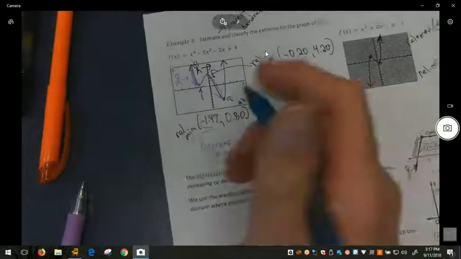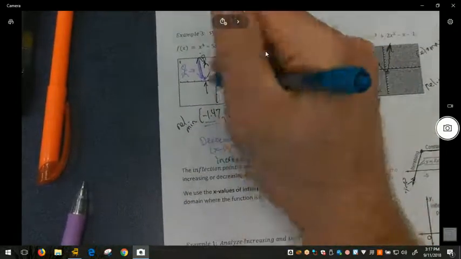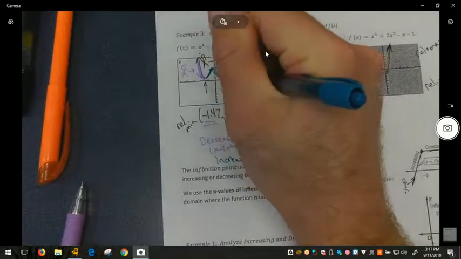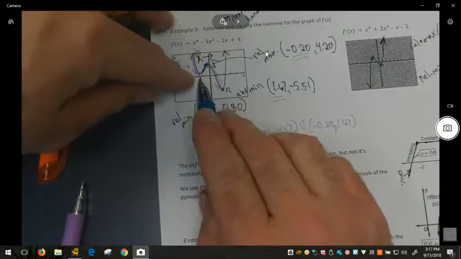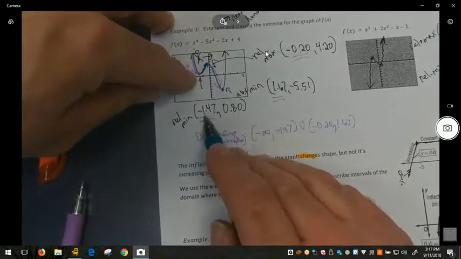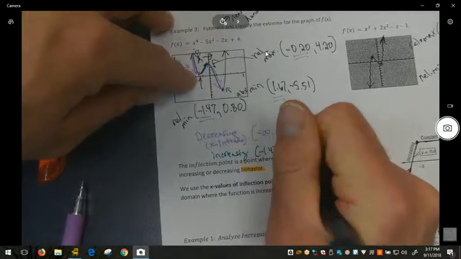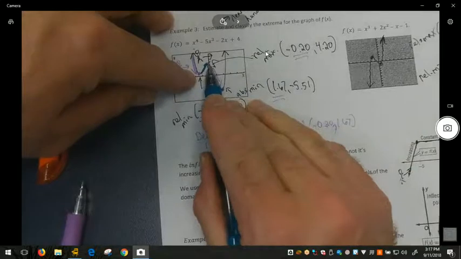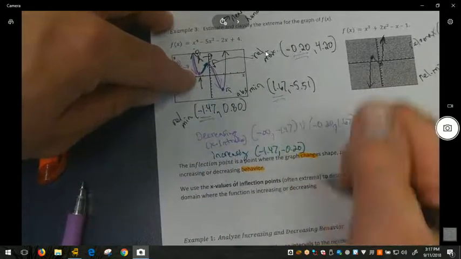My increasing intervals, I don't have any constants on this graph. My increasing intervals are from here to here. So I have to talk about which x's. Where did that start? What x value did it start increasing at? Well, the point of inflection, which was negative 1.47. So negative 1.47 all the way up to this relative max at negative 0.20.